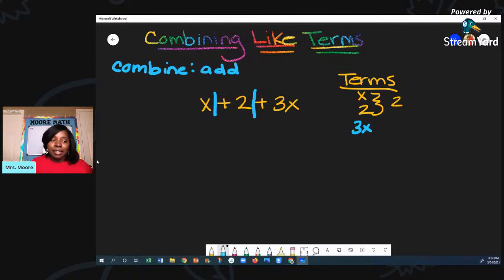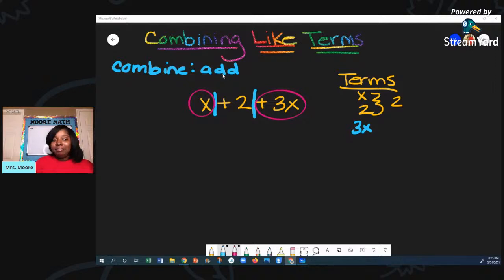I have x, 2, and 3x. Well, if you just look at this, there are 2 that really stand out. There are 2 that are alike. What do you think that is? Put it in the comments. Let me know. I know you see it. It is x and 3x. Okay, so like terms, as you can see, are terms that have the same variable. Okay, x and 3x, what do they have in common? X.